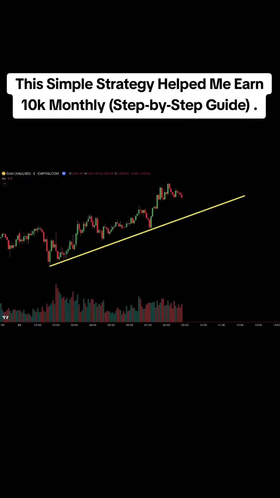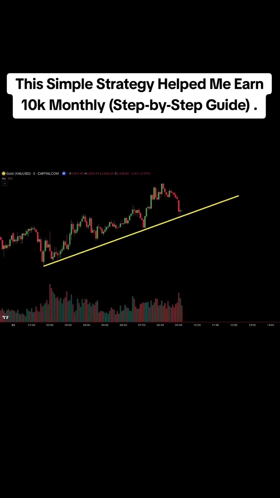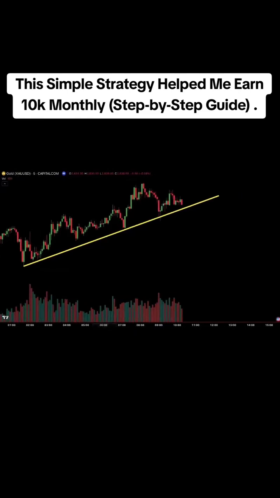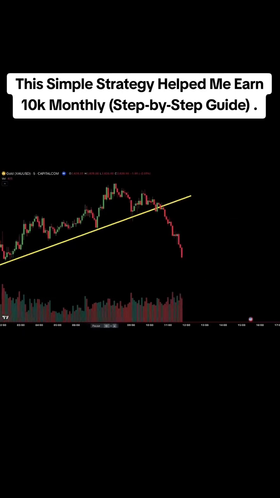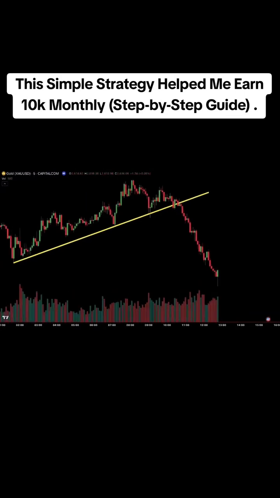Now, let's consider another example. Here, the market was trending up, forming a clear ascending trend line. The price breaks below the trend line, indicating a potential reversal from an uptrend to a downtrend. Look at the volume. There's a surge showing strong selling pressure, which reinforces the bearish signal. And as expected, the market dropped after the breakout.